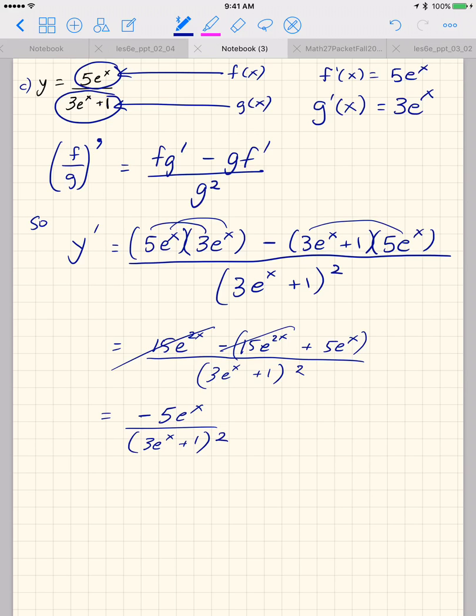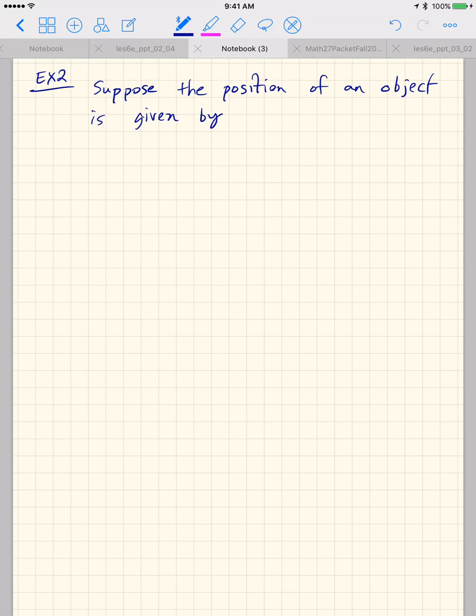Now, let's do another example, which is going to be example 2. Suppose the position of an object is given by s of t equals t e to the t. Does the object stop moving? So that's the question. And in order to answer this, we are essentially going to change this question.